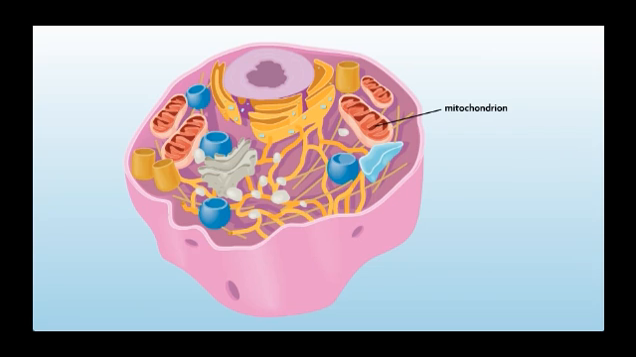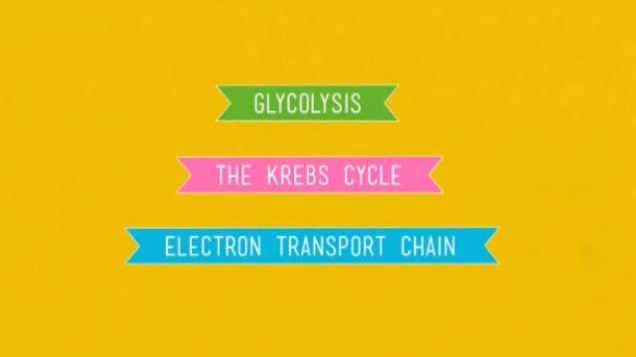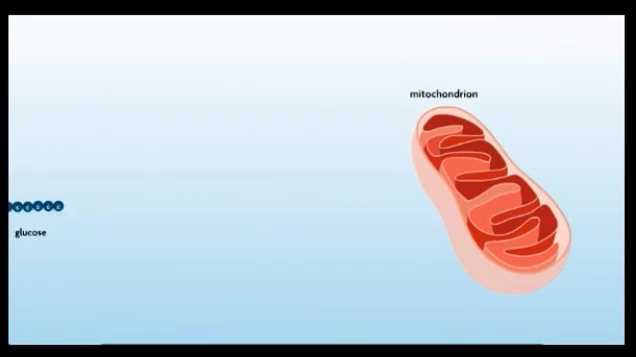And cellular respiration takes place in 3 steps: glycolysis, the Krebs cycle, and the electron transport chain. The first one, glycolysis, happens in the cytoplasm, where the other 2 happen actually in the mitochondria. So let's zoom in and take a look at mitochondria to see what actually happens.